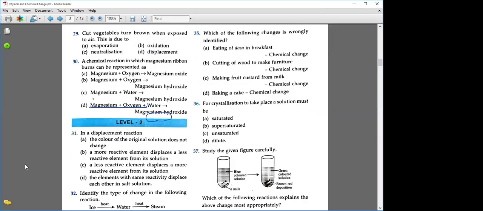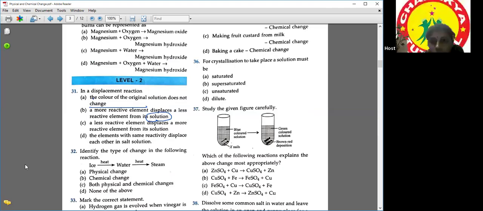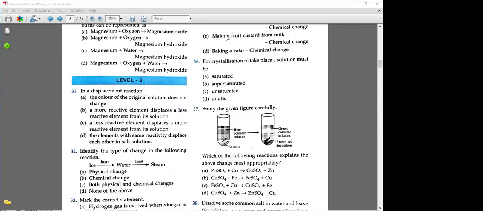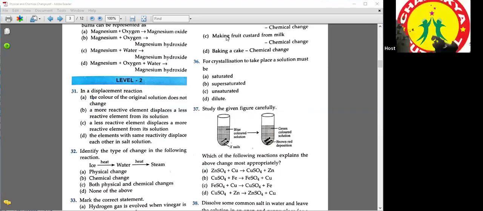Tell me 36. For crystallization to take place, a solution must be... Ma'am, saturated. Right. For crystallization to take place, the solution must be saturated. Like you people already performed the separation of salt or sugar. We add the salt or sugar till no more solute can be dissolved in it.